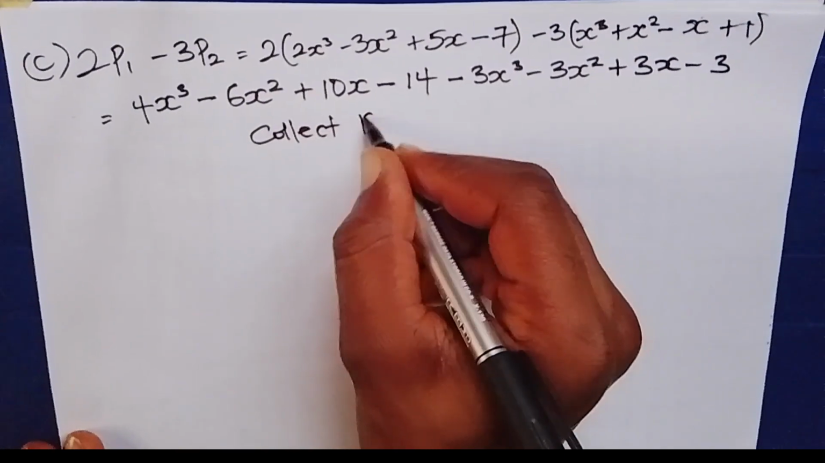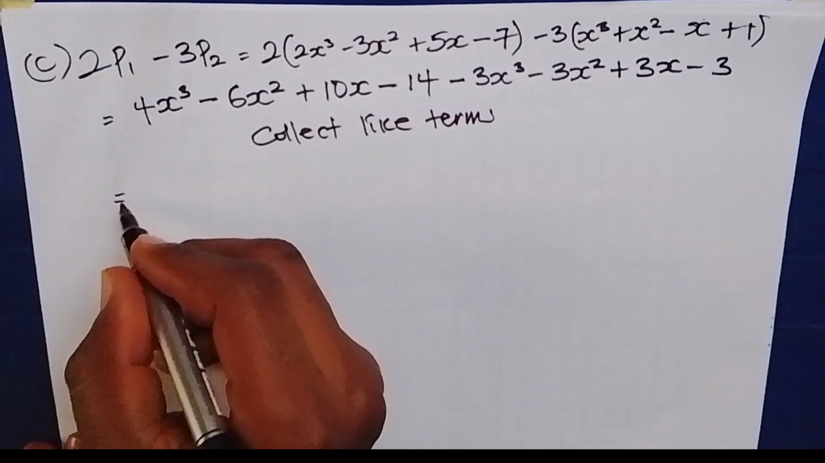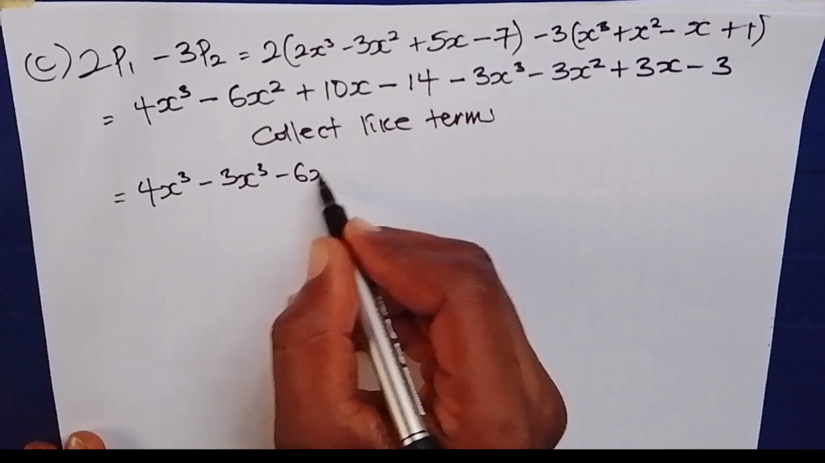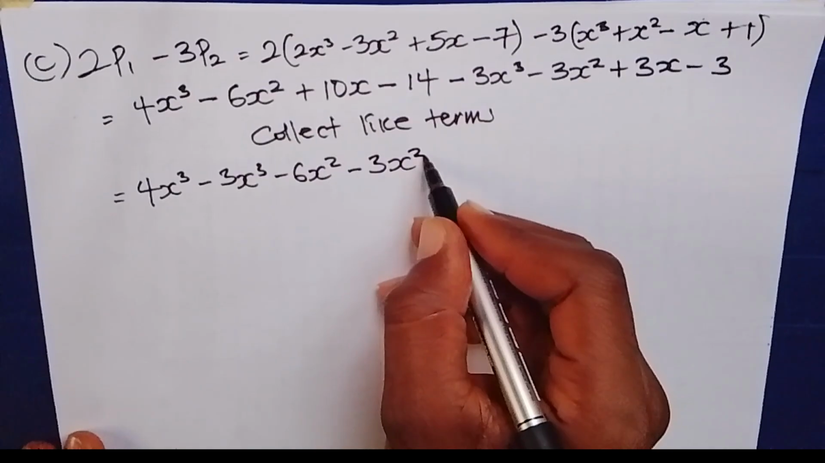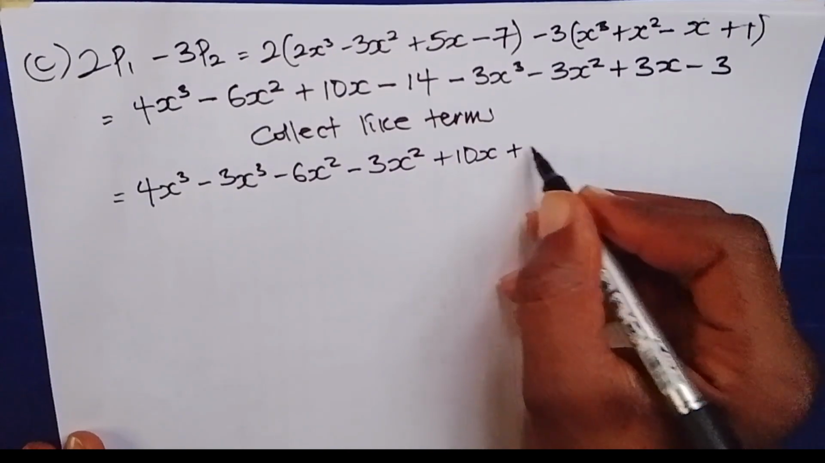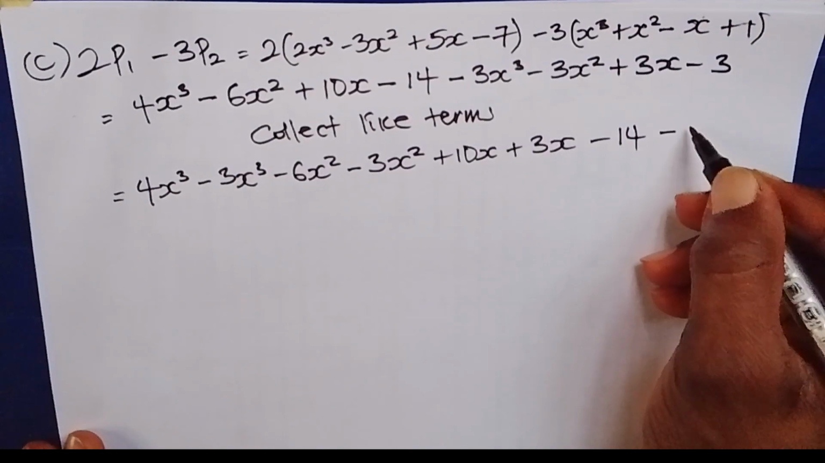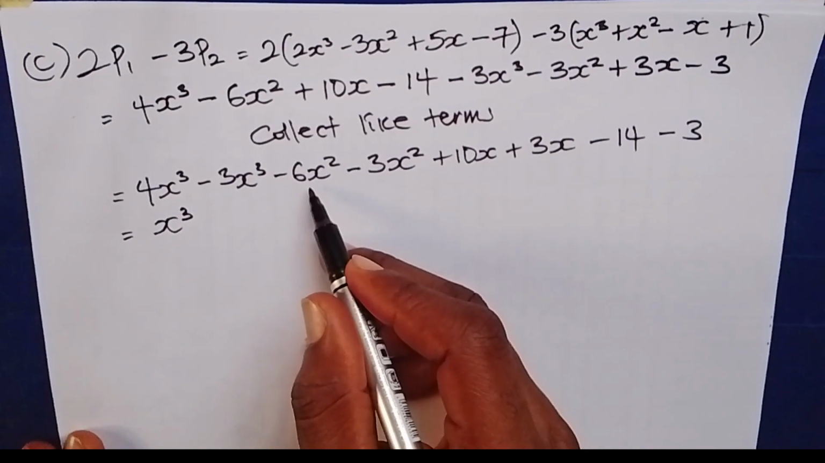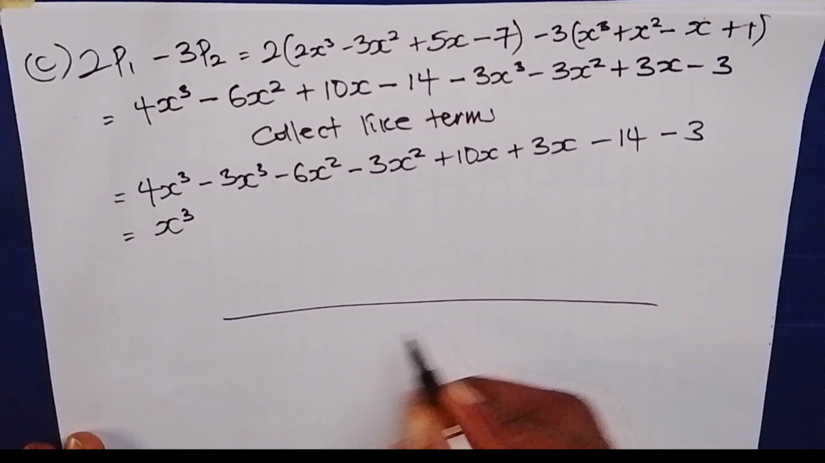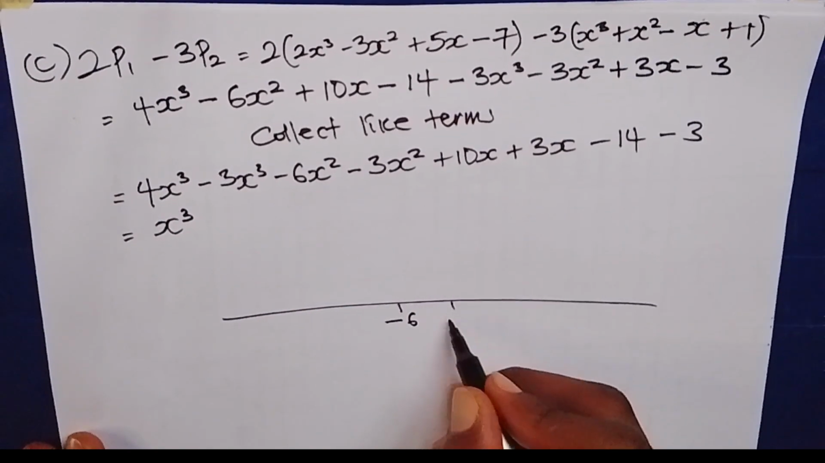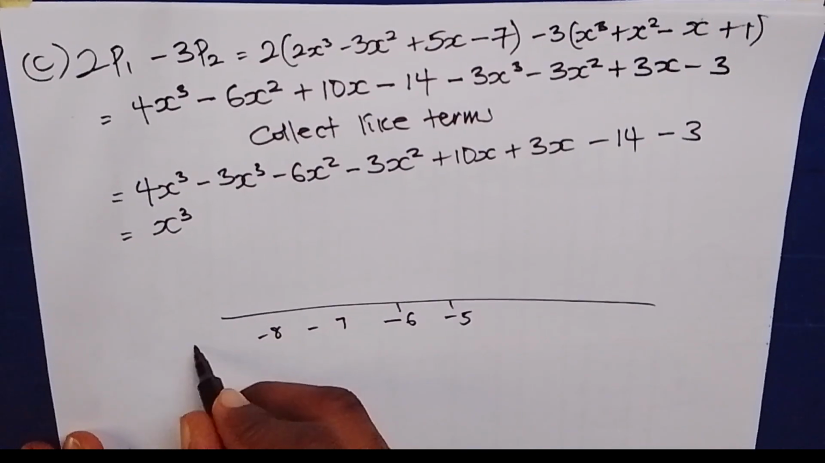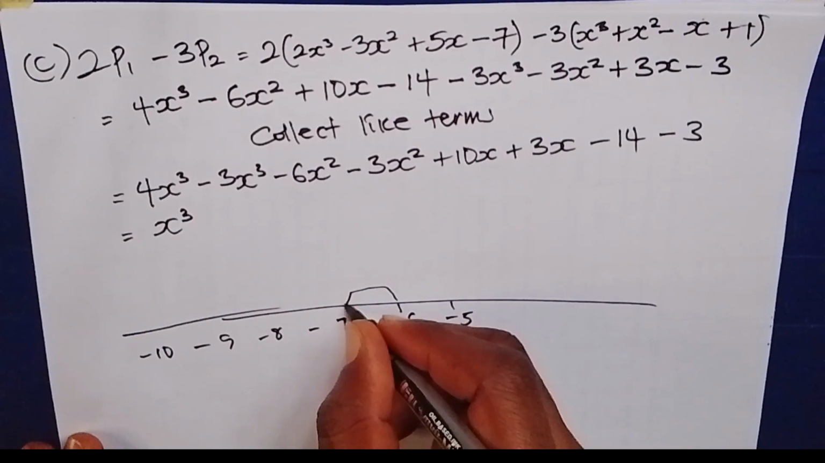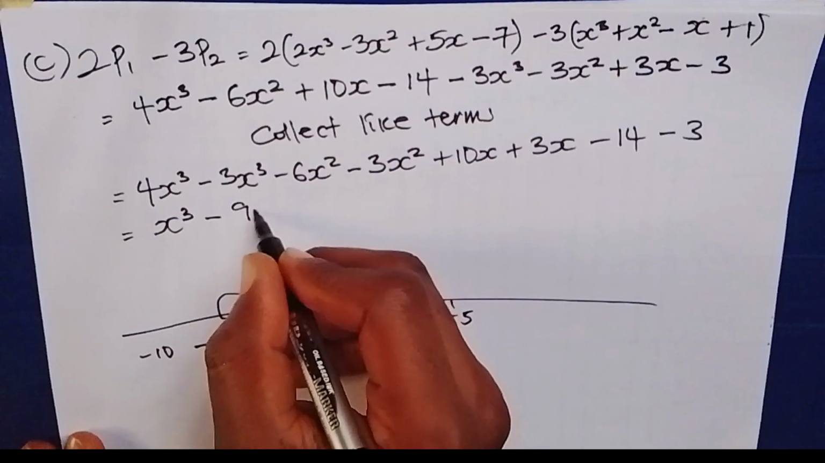Collect like terms. 4x cubed minus 3x cubed, minus 6x squared minus 3x squared, plus 10x plus 3x, minus 14 minus 3. So 4 minus 3 will give us 1. So this becomes x cubed. Minus 6x squared minus 3. Let's do our number line again. Assuming this is minus 6, here we have minus 7, minus 8, minus 9. So we have minus 6 minus 3. That is 3 steps towards the negative: 1, 2, 3. So we have minus 9x squared.